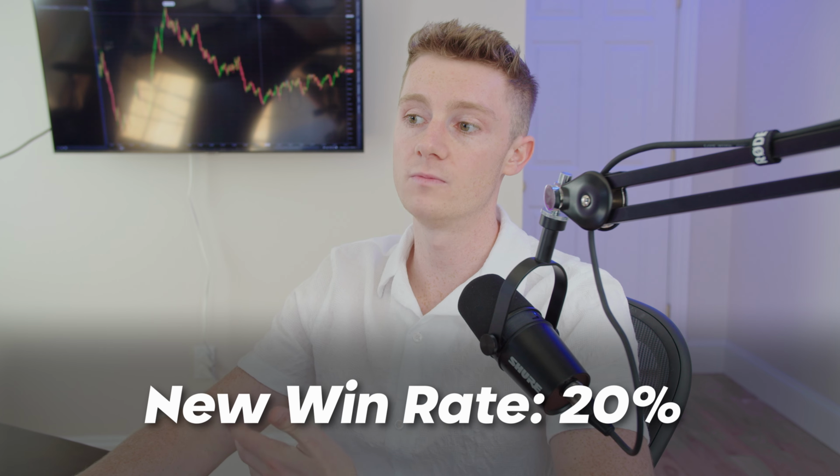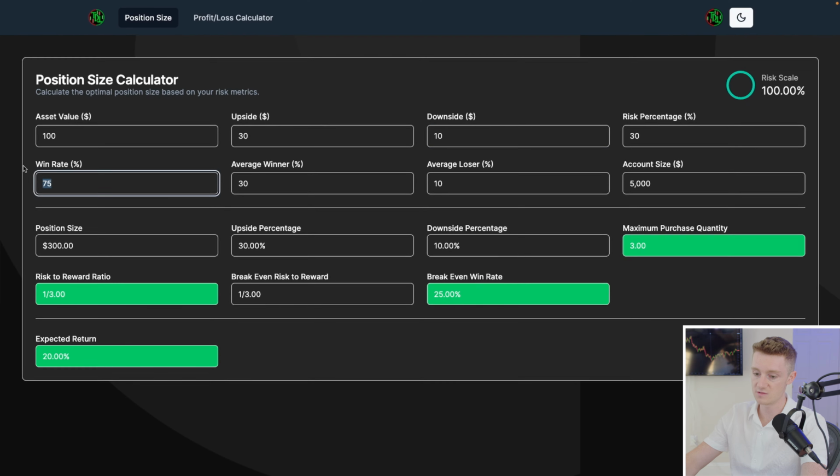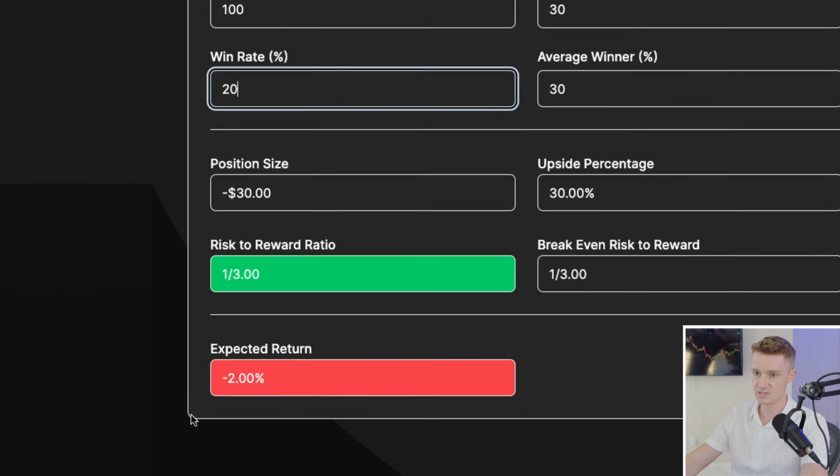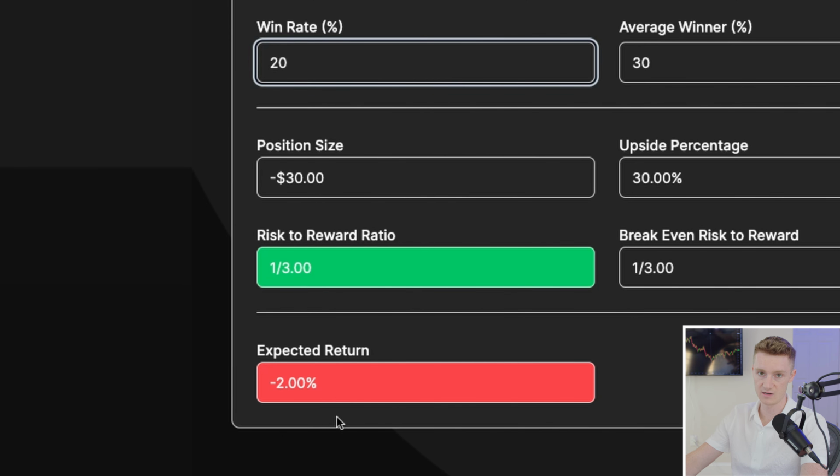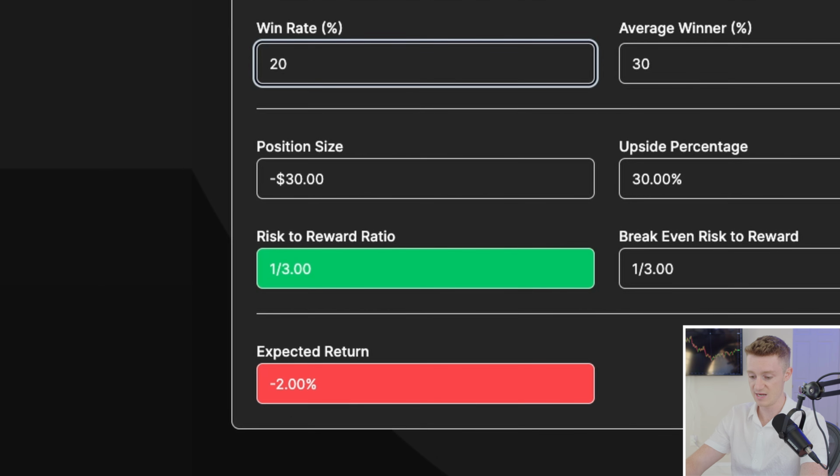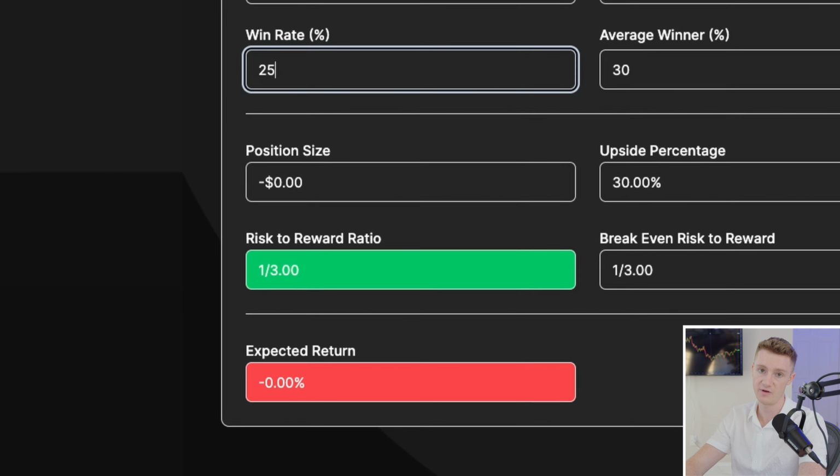Knowing that, we're actually not going to be profitable. If we enter 20%, we could see we have an expected return of -2, which means we're not profitable because we needed to achieve at or above a 25% win rate.